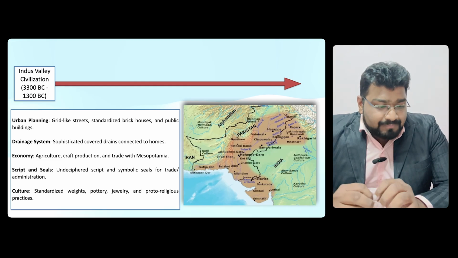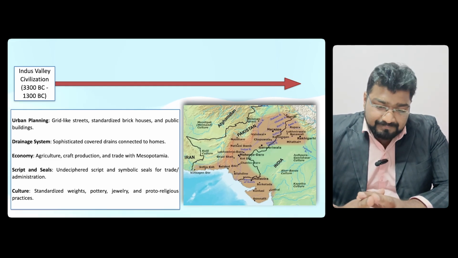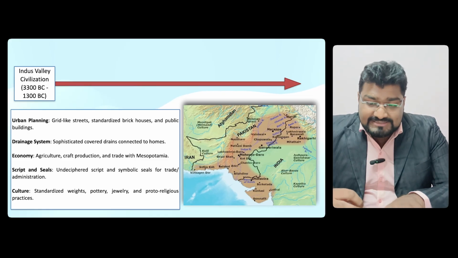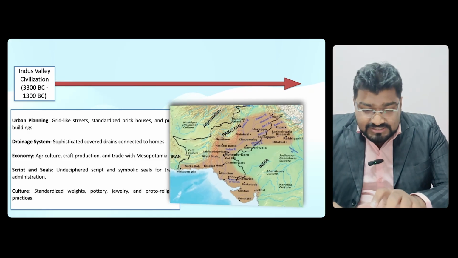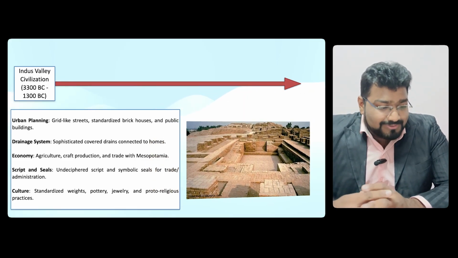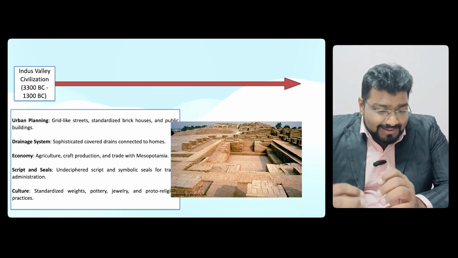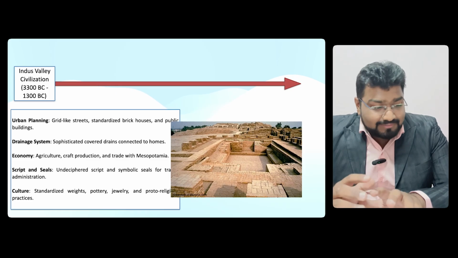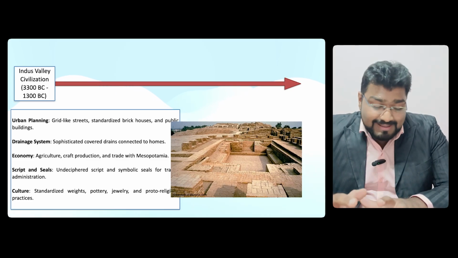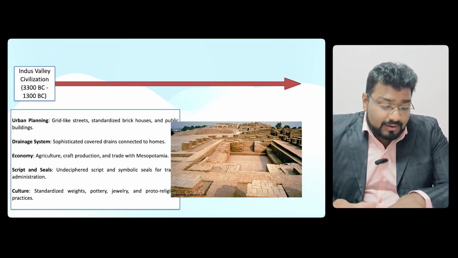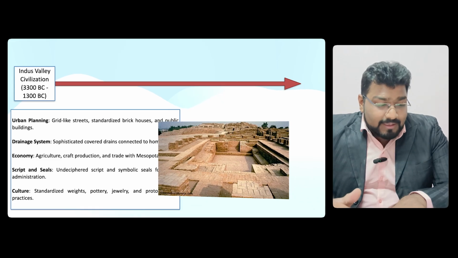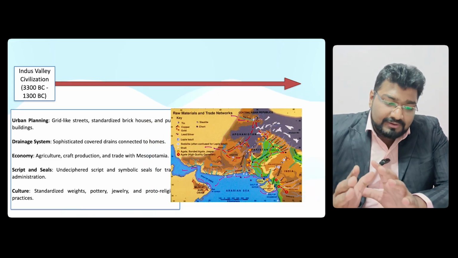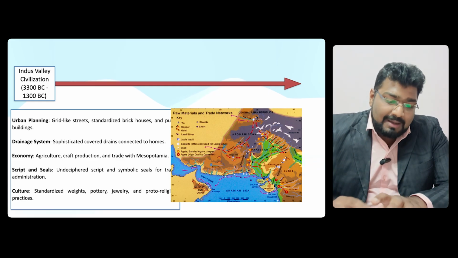Okay, now with respect to architecture also, they built cities with drains, granaries, assembly halls, while the rest of the world still wandered. You can see the image of some brick-built architecture over there. Then drainage system: sophisticated covered drains were there connected to the homes. Economy: particularly agriculture-based and craft production was there, and you also need to remember that trade with Mesopotamia happened.